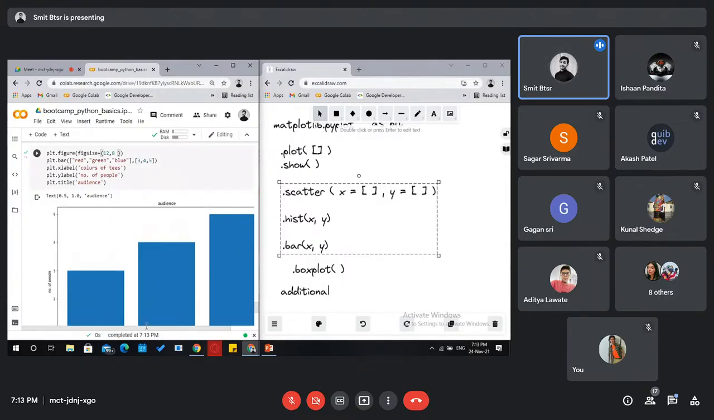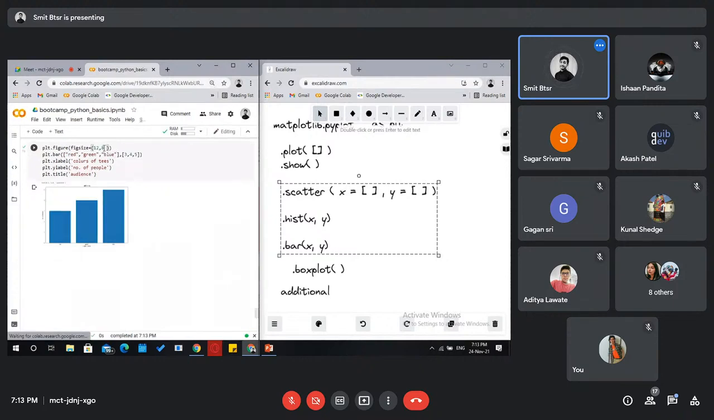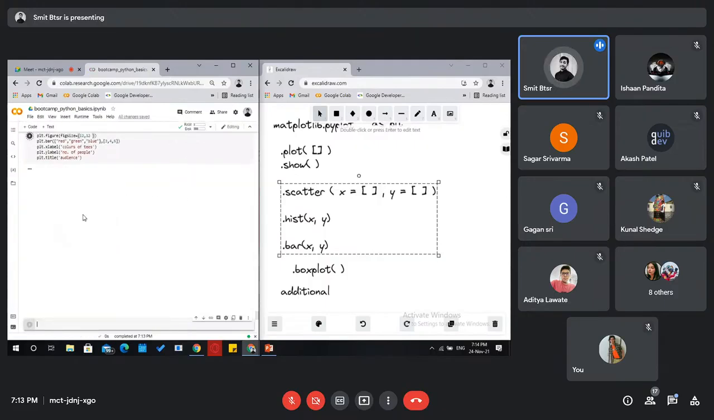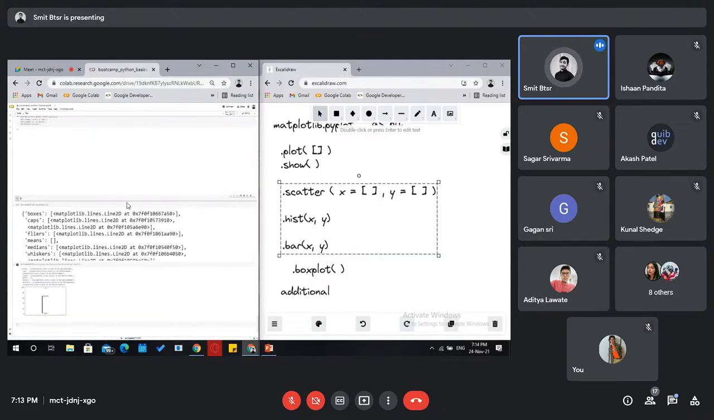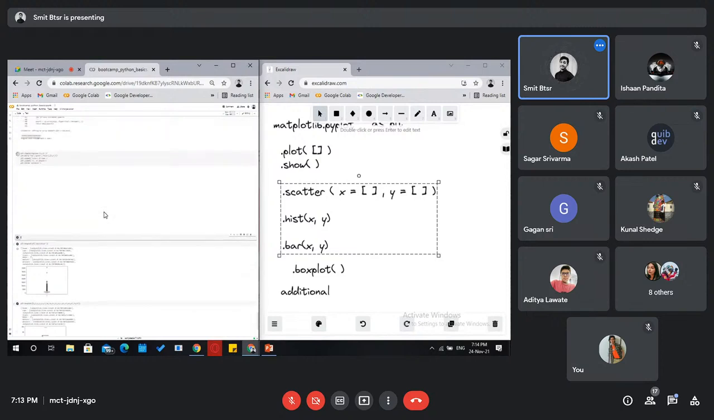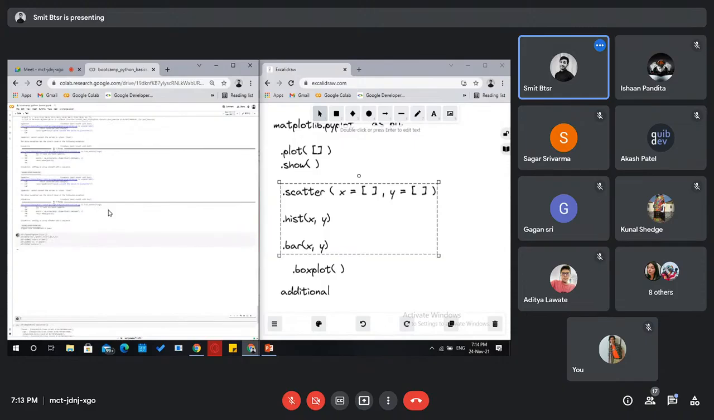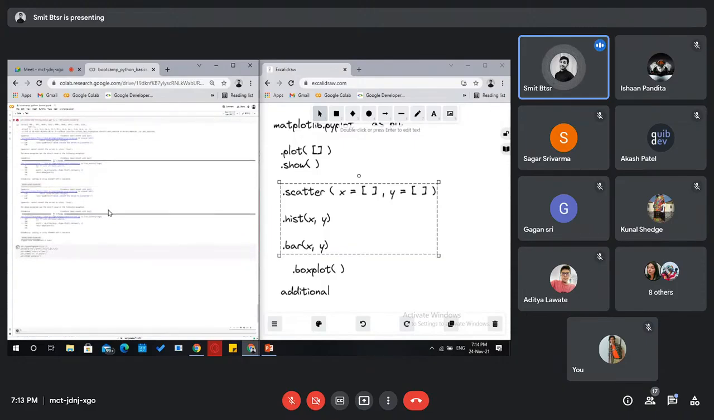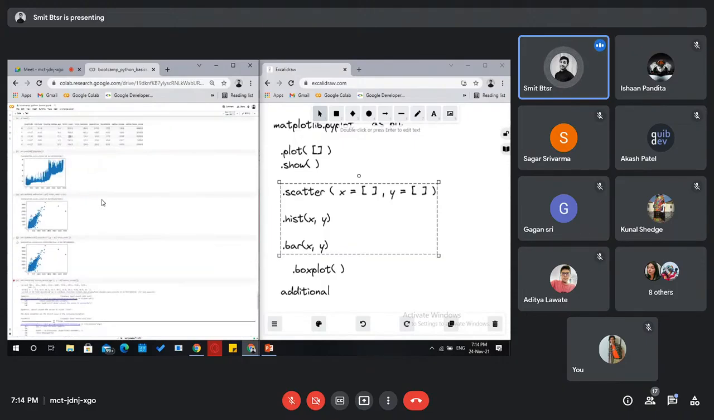I'll zoom out. Here it is 12 by 8. We can specify 12 by 12 as well, and it gives us a different size of figure. What is it? Okay, 1 minute. Okay, I zoomed out a lot.